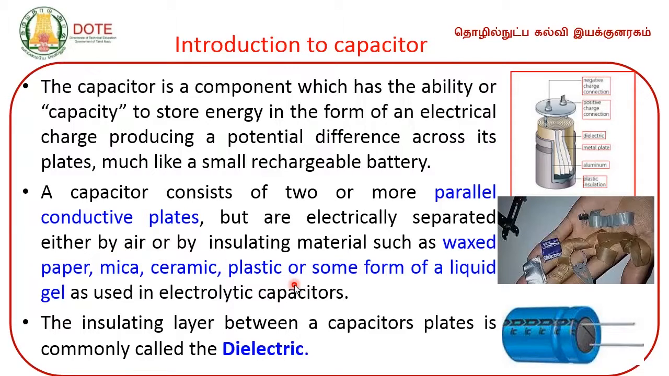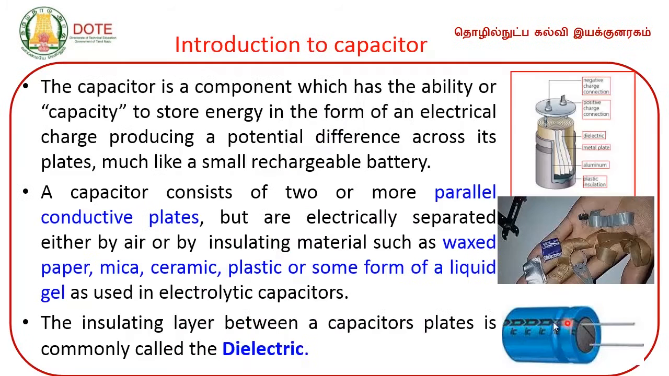There are many types of capacitors. We said that if there is an insulator between two conductors, it is a capacitor. Depending on what type of insulating material it is, there are many types of capacitors. It may be paper, mica, ceramic, even plastic. So it depends on that. Suppose paper is used as the insulator between the metal plates, then it is a paper capacitor. Also an electrolyte can be used, that is an electrolytic capacitor. The insulating layer between the capacitor plates is commonly called the dielectric.